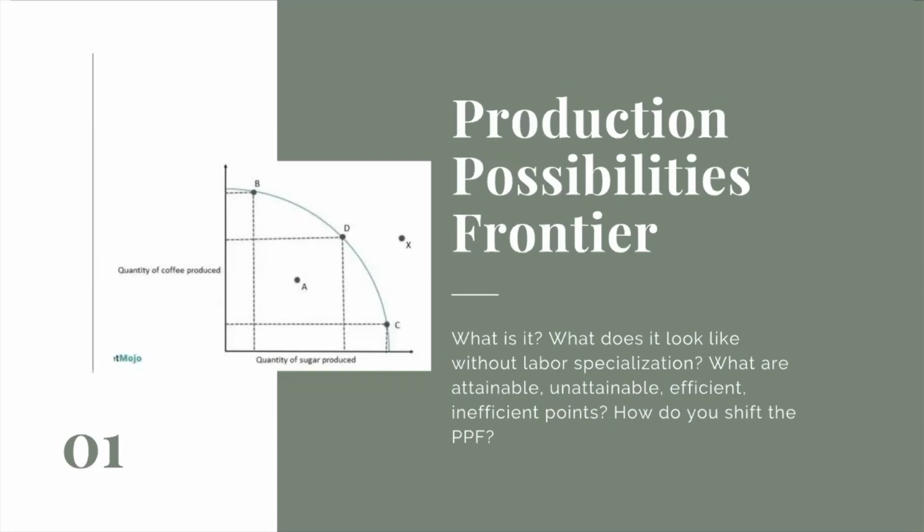Hello. So today we're going to be talking about the Production Possibilities Frontier Line, also known as the PPF. We're going to be discussing what it is, what it looks like without labor specialization, what are attainable points, unattainable points, efficient points, and inefficient points, and how do you shift the PPF? So over on the left, this line here is the PPF.